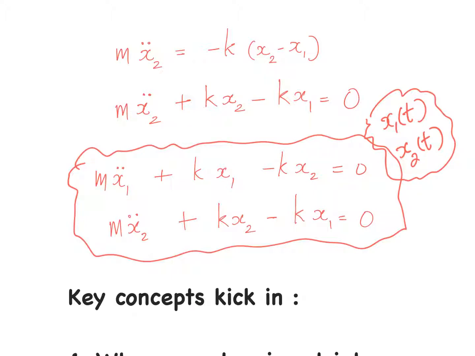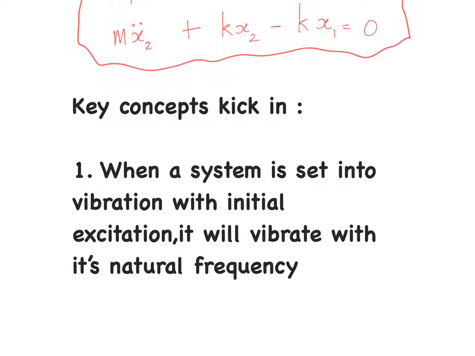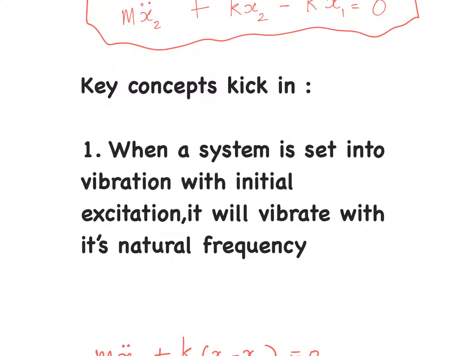In order to compute the natural frequencies of the system, we should solve the free vibration problem. Free vibration problem is nothing but a scenario where you don't have any external forces acting on your system, but you're simply giving an initial excitation and then leaving the system as it is. Make sense? So the key concept is this one. I already explained it. When a system is set into vibration with an initial excitation, it will vibrate with its natural frequency. So we need to compute those frequencies.